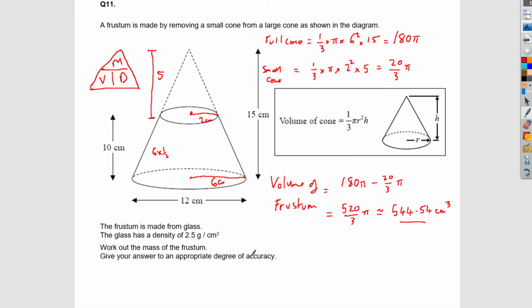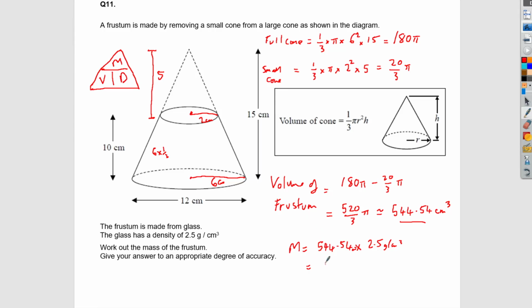Now, if we want the mass, we've got the volume, which is 544.54, times it by the density, which is 2.5. Now that is grams per centimeter cubed. This was already in centimeter cubed, so the centimeter cubes are going to cancel. So I've got my volume. Multiply that by 2.5.